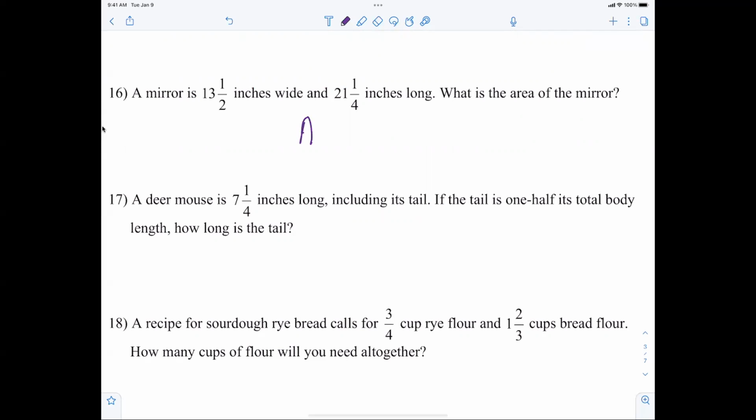Area equals length times width equals 13 1/2 times 21 1/4. I'm listening to the answer, please. Everybody's using their calculator. He's doing it. I appreciate your enthusiasm. Just do it yourself.